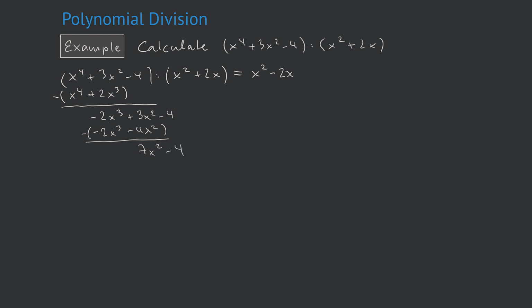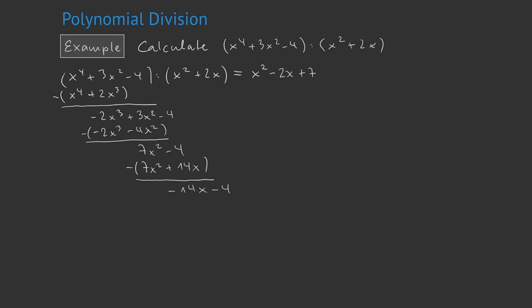We ask ourselves, how many times does x squared fit into 7x squared? The answer is plus 7. So we perform the multiplication, 7 times x squared plus 2x. This gives 7x squared plus 14x. If we subtract this, now things don't work out as we are used to from the previous examples. Because now you see 7x squared does cancel out, but then we have minus 14x and minus 4.